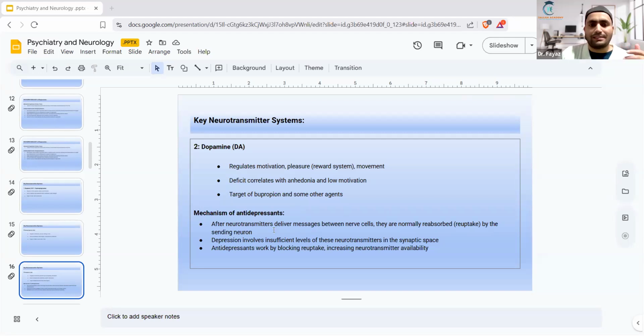Now, antidepressants in general act by raising the level of neurotransmitters in the synapses. Once neurotransmitters deliver a message between nerve cells, they are reabsorbed, or reuptake happens, by the neuron that has sent the impulse. What these medications do is they come and disable or inhibit the transporter that's responsible for the reuptake. That's how the levels stay higher, or if they are low, they come back to normal once we start medications like SSRIs, SNRIs, etc.